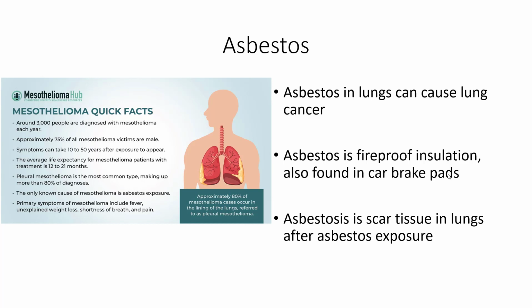So asbestos is found in fireproof insulation. That's not the fiberglass insulation. It's a different type. It's also found in car brake pads, because it doesn't heat up and catch fire. Asbestosis is scar tissue in the lungs after asbestos exposure, and the mesothelioma can take years to develop.